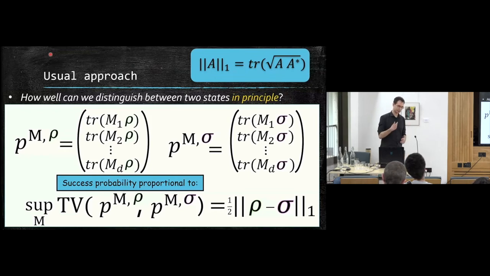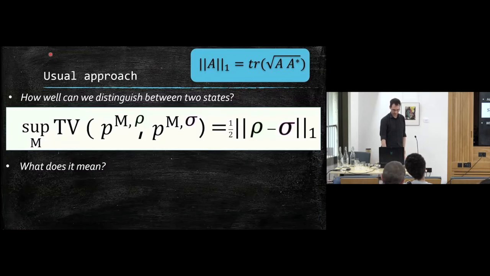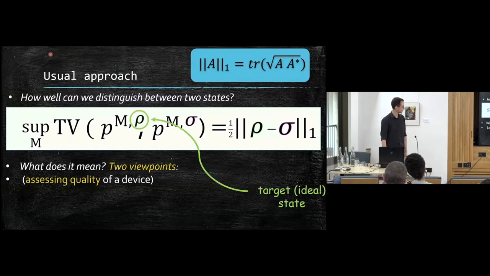So this is how you approach the operational definition of standard distances. Standard, I mean, the trace distance. What does it mean physically? Again, there are two viewpoints that we adopt. First is assessing the quality of a device. So you imagine that, for example, rho is your target state, the ideal state that you would like to implement. And sigma is some noisy state that is actually implemented in a device.